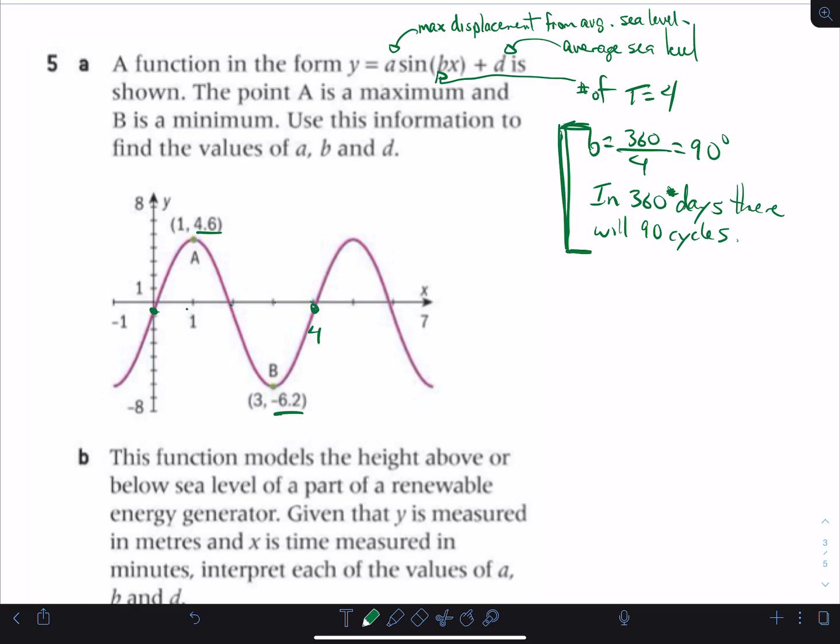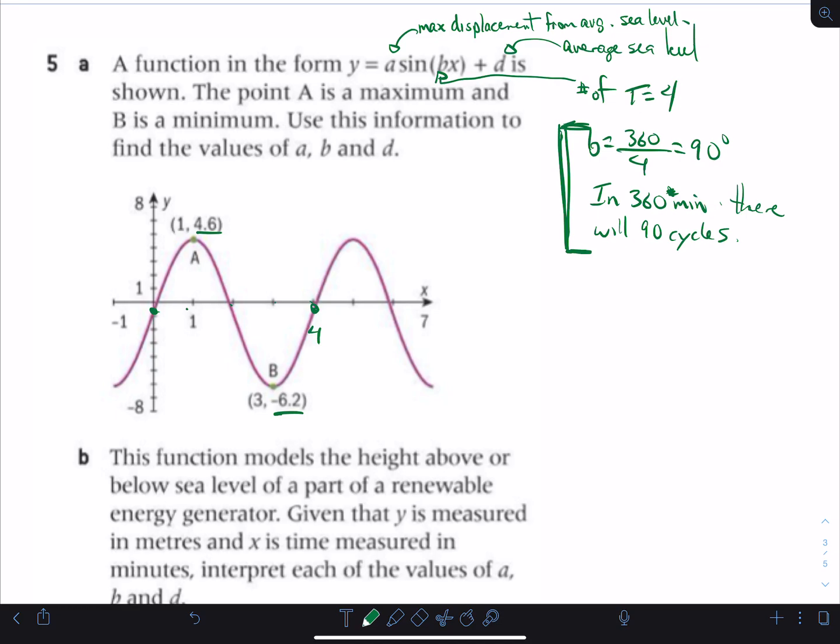This is the problem with working in degrees and not working in radians. Degrees has a unit involved with it, so I have to convert it from degrees to, in this case, minutes. Very, very annoying. Or not days, actually. I just noticed that. Minutes. In 360 minutes, there will be 90 cycles. Does that make any sense? Maybe that makes more sense.